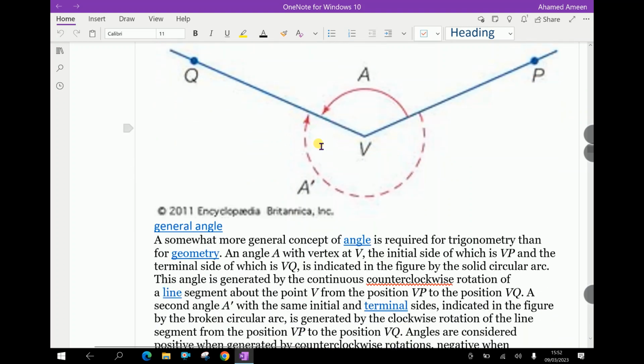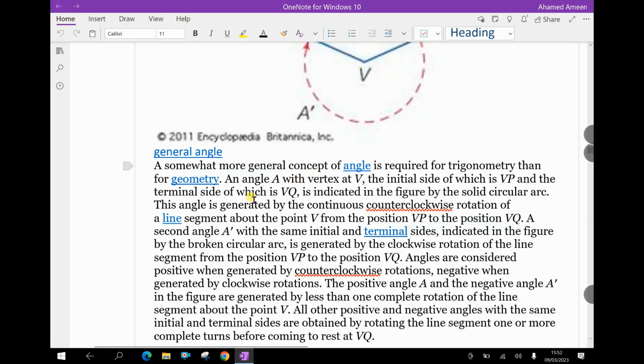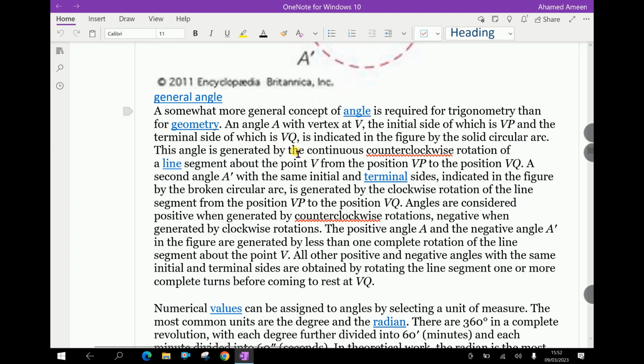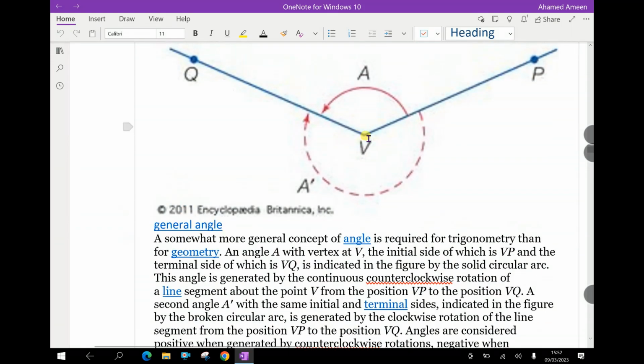Trigonometric functions. A somewhat more general concept of angle is required for trigonometry than for geometry. An angle is formed by two straight lines meeting at one point and going continuously away, so the two lines are not parallel.